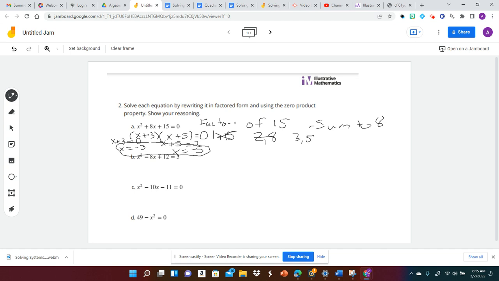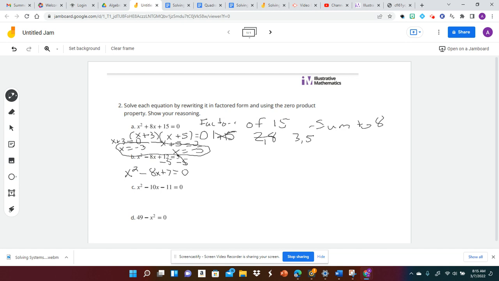Now, for this second equation, what I notice here is we have 5 on the right-hand side. So I'm going to have to subtract 5 from both sides, because in order for this to work, this has to equal 0. So if I do 12 minus 5, we would have x squared minus 8x plus 7 equals 0.